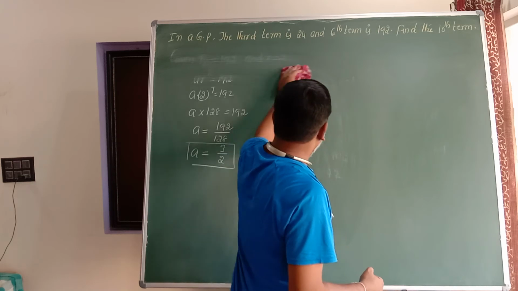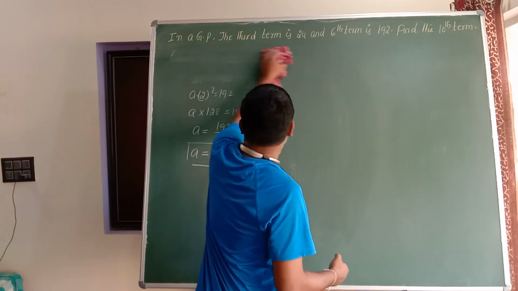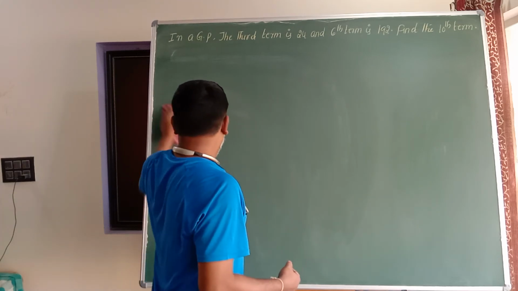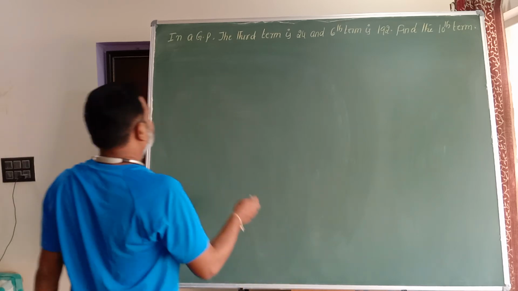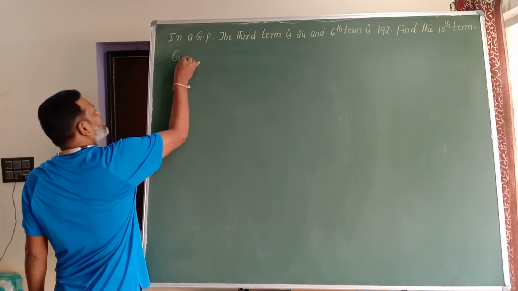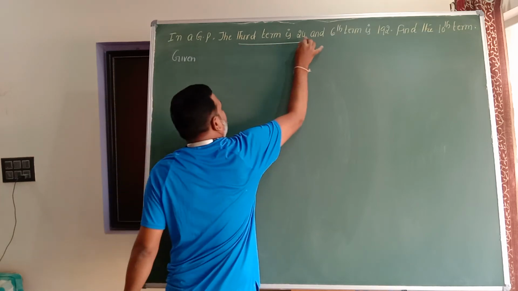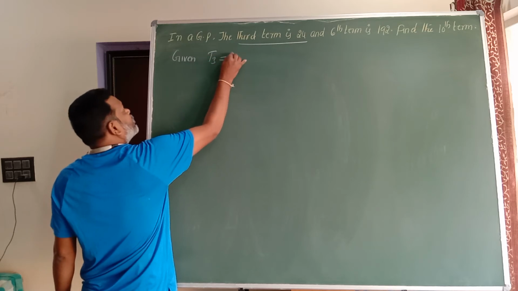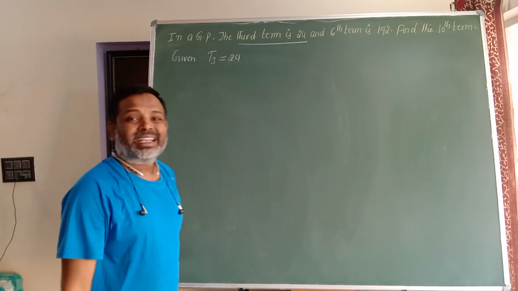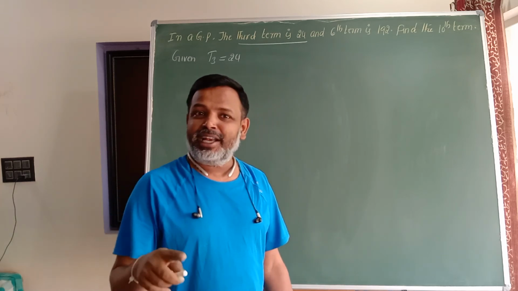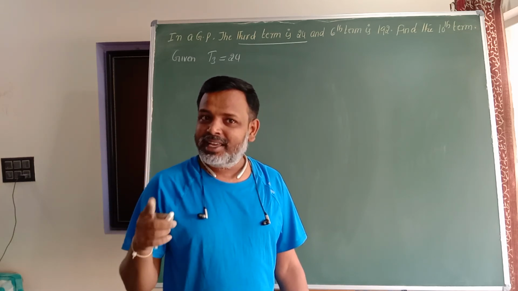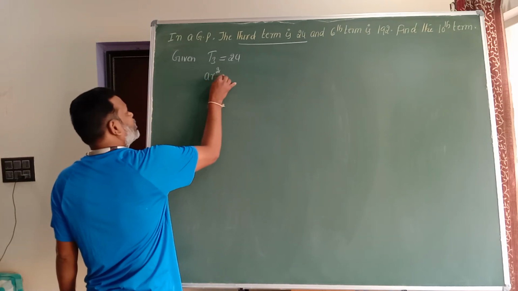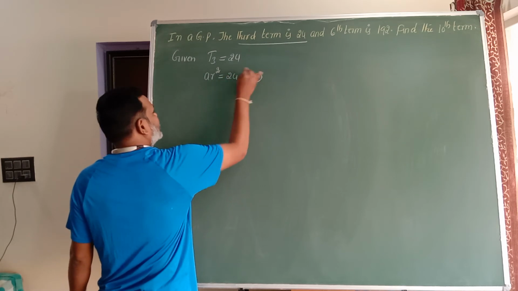What is the meaning of third term? T3. So T3 is equal to 24. How can you write T3? Tn is A into R power n minus 1. T3 is A into R power 3 minus 1, nothing but A R square is equal to 24. That will be the first equation.